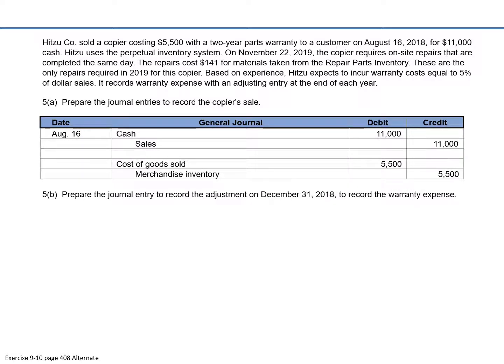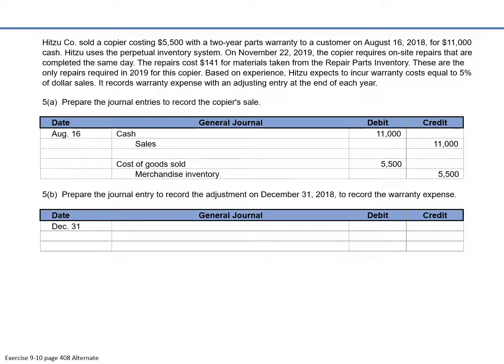Then we prepare the journal entry to record the adjustment on December 31st, to record the warranty expense. So we are going to record 5% of 11,000, right? So our warranty expense, and then our estimated warranty liability of $550.